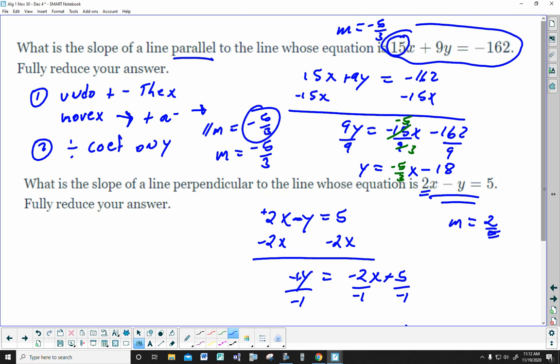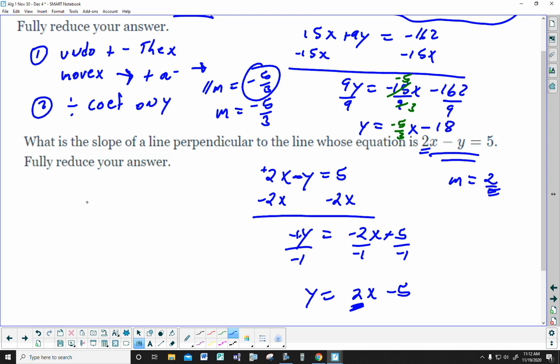Now, the current slope is 2. Give me the slope of the line that's perpendicular to this one. So the perpendicular slope, take the number, change the sign, write it underneath 1. So the slope is negative 1/2. Okay?